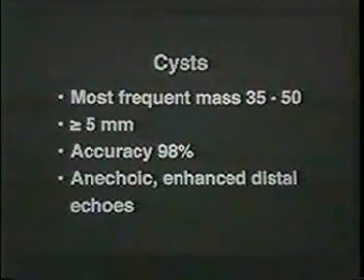Cysts will show up in the breast because, as we've seen, the breast is composed of echogenic material. So an anechoic mass within the breast should stand out. Its contrast from the surrounding tissue should be very high. So we can see very small cysts. We can't see solid masses always that are this small. The accuracy for cyst diagnosis is about 98%, which is very high, of course. And they're characterized by anechoic interior and enhanced distal echoes.